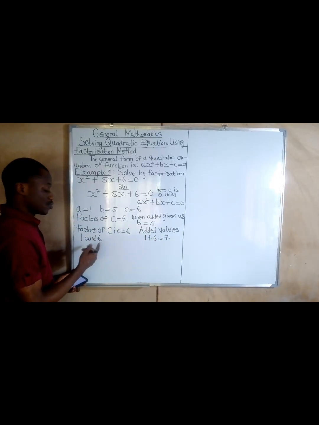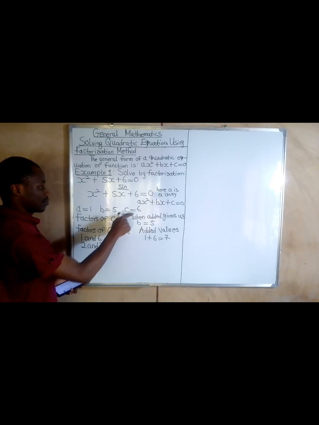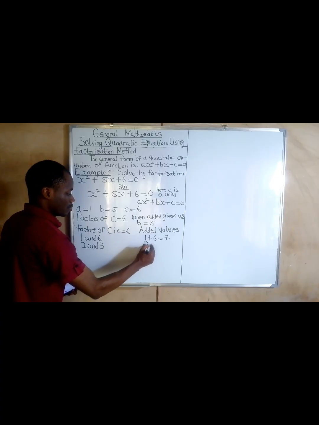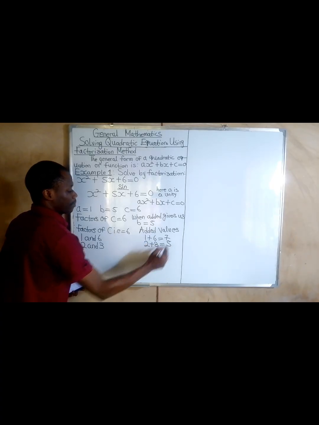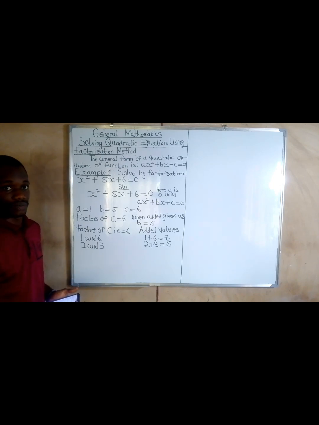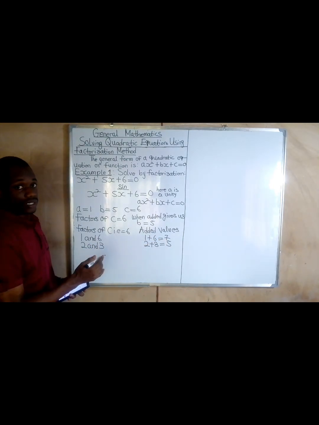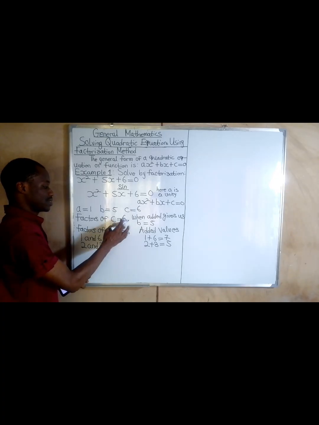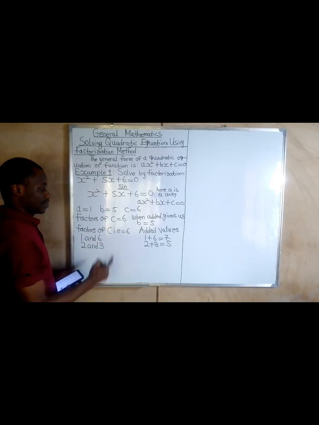So go again, we have 2 and 3. Positive 2 and 3 when multiplied, 2 times 3 will give us 6. Then 2 plus 3 is equals to what? 5. I hope I'm not so fast in explanation. So now we have 2 and 3, which when multiplied gives us 6, and 2 plus 3 gives us what? 5. Now we have gotten the B.